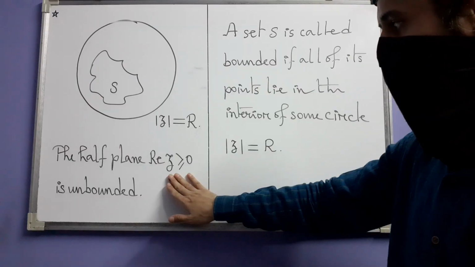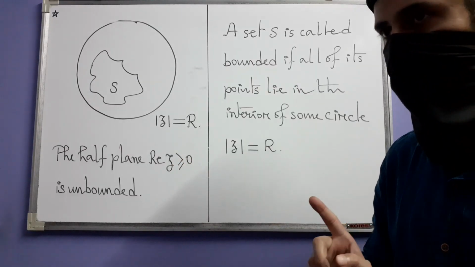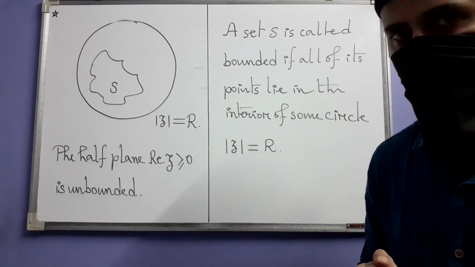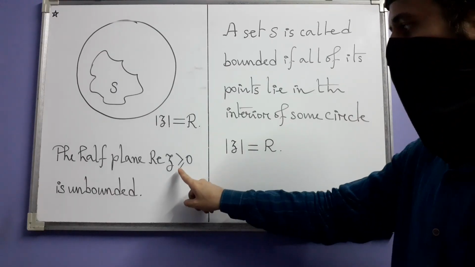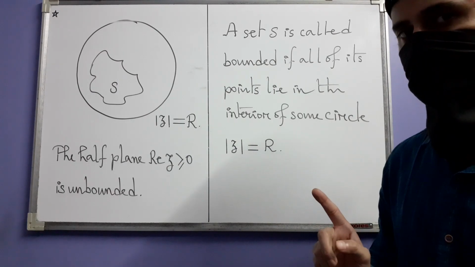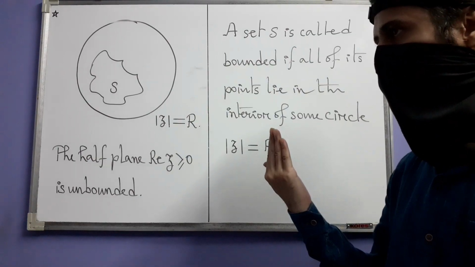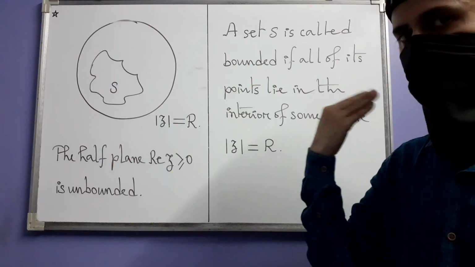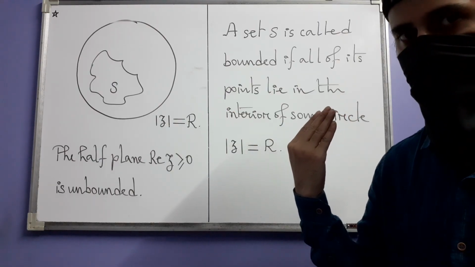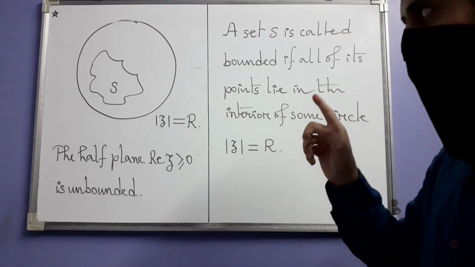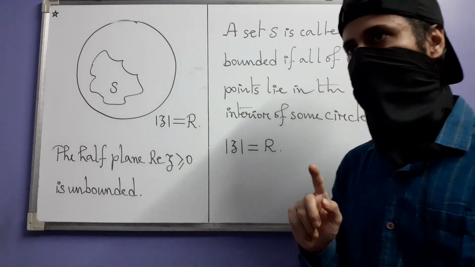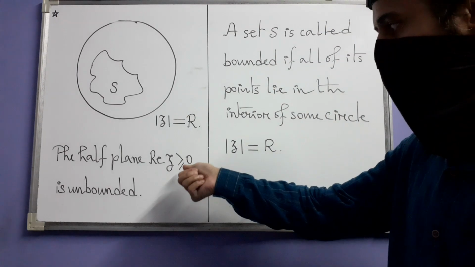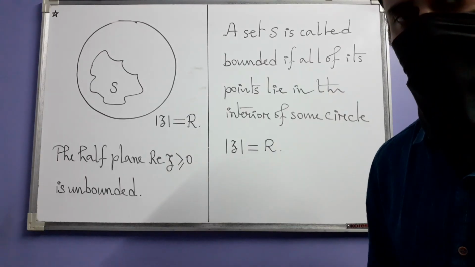What is this half plane? It's the set of those complex numbers whose real parts are non-negative. So that means this consists of all the points that lie on the imaginary axis as well as to the right of it. Okay, so that half plane. There is no circle, of course, which is large enough to entirely contain that. That is why this is an unbounded set.